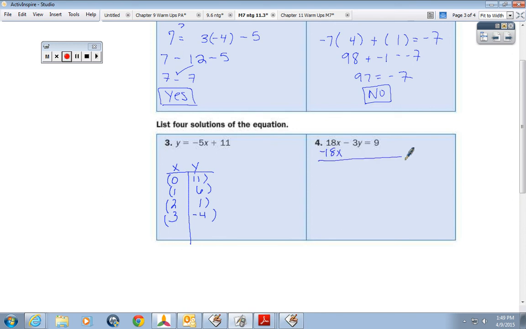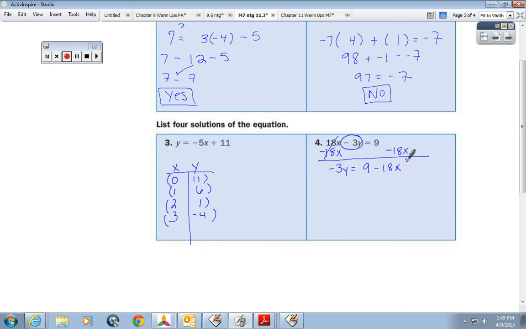Okay, so now I've eliminated this. What is really important to bring down here is the whole thing, because that's negative 3y. That's going to equal 9 minus 18x. Am I done? No, what do I have to do now? Is that a subtraction sign or a negative? It's a negative sign. I've got to get y by itself.